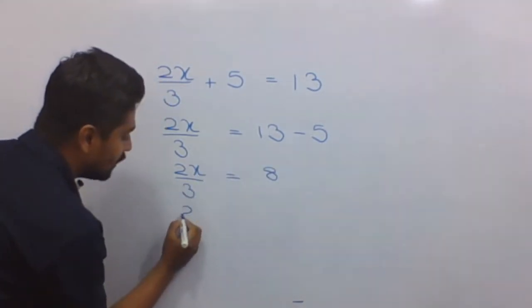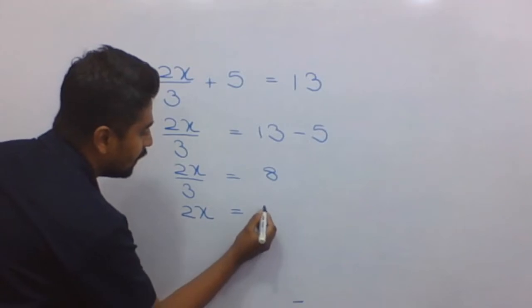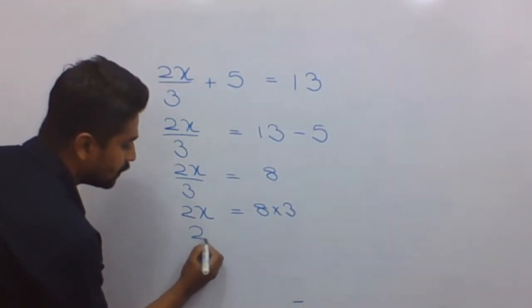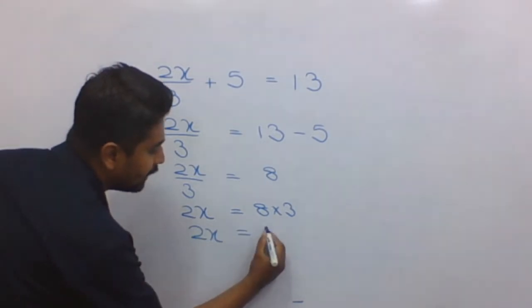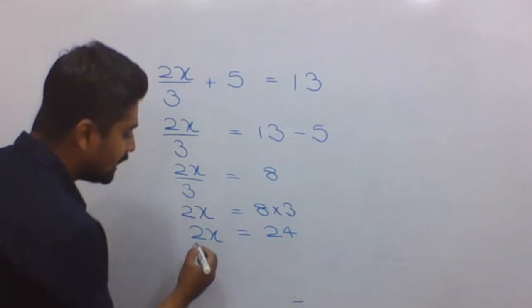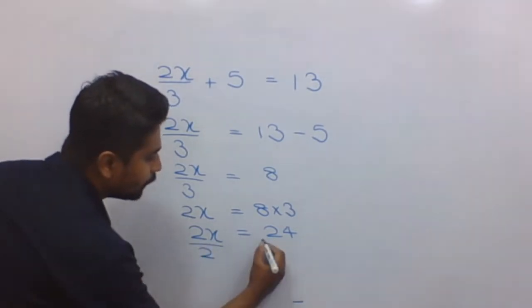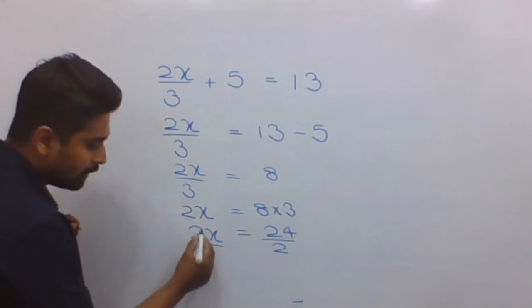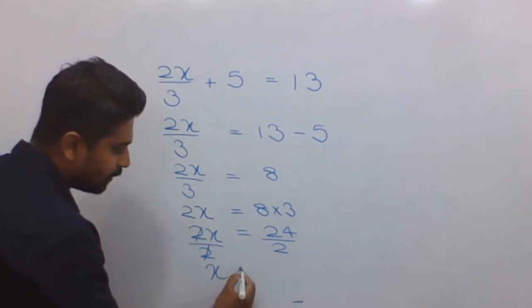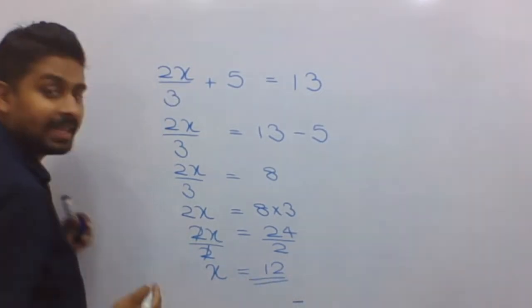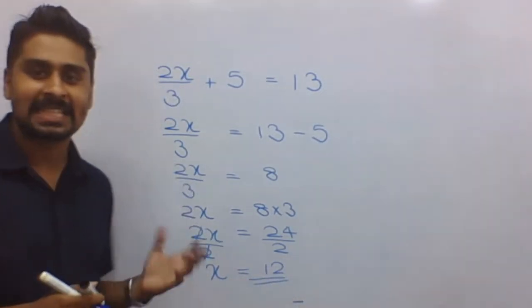Right? So then 2x equal 8 times 3. That means 2x equal what? 24. 2x equal 24. Now divide both sides by 2, because to remove this 2, then x remains, cancel, x remains, x equal what? 12. Very easy one. X equal to 12. Right?